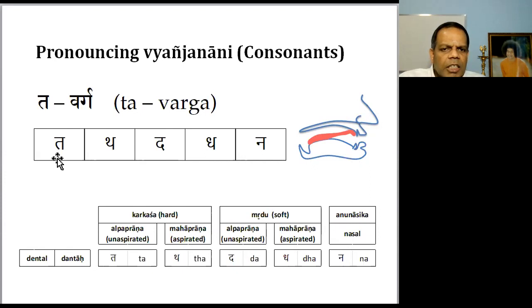Again, this is unaspirated, this is aspirated. The th, the unaspirated, and the th, the aspirated. And this is na. This is a little softer na, which is the most common one, I think, in the English language you would come across. Na. So again, the tongue's position is identical in all these. Tha, tha, na.